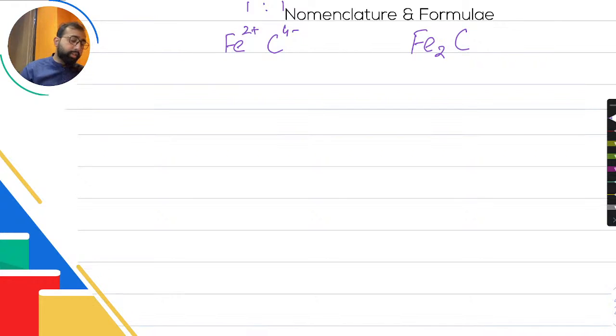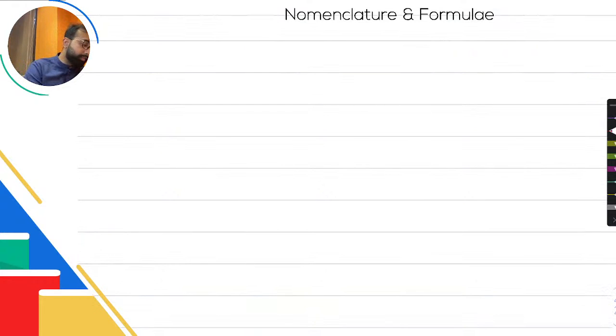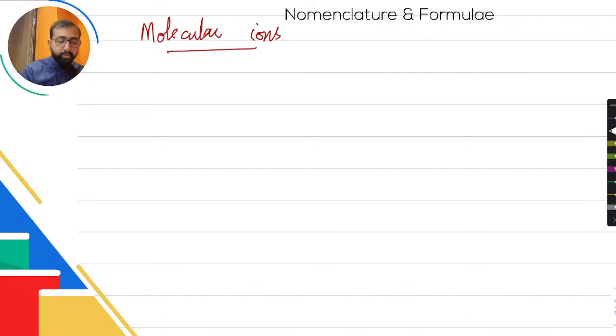Now the last thing for today, which is molecular ions. Molecular ions are basically ions that are made by covalent bonding. Just like I told you that metals form covalent bonding as well, there are non-metals that form ions. Now molecular ions, again, many students do not know that molecular ions exist, and even if they do, they do not know what kind of bonding they have.